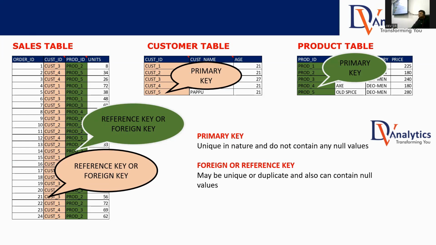It is unique in nature and does not contain any null values. And anything related from the primary key table to other tables is always going to be one to one or one to many, or no other relationship. Either way, it is going to be one to one or one to many.